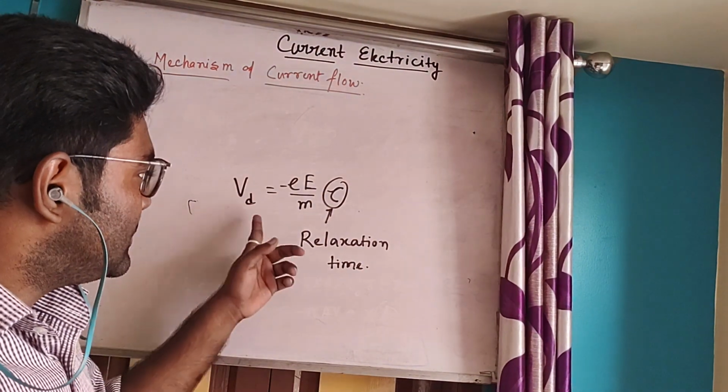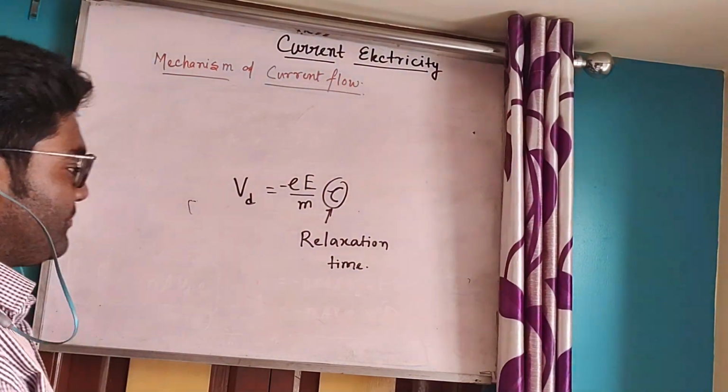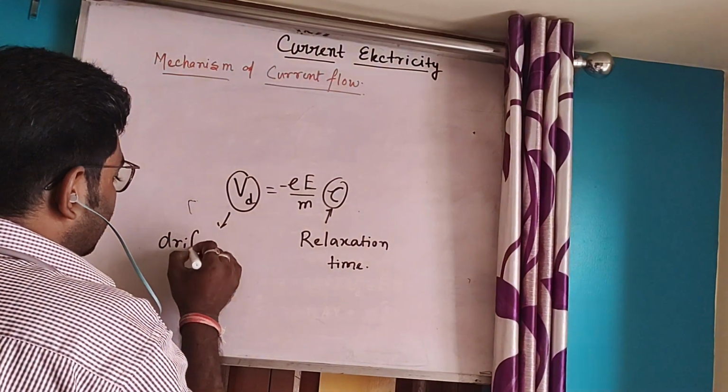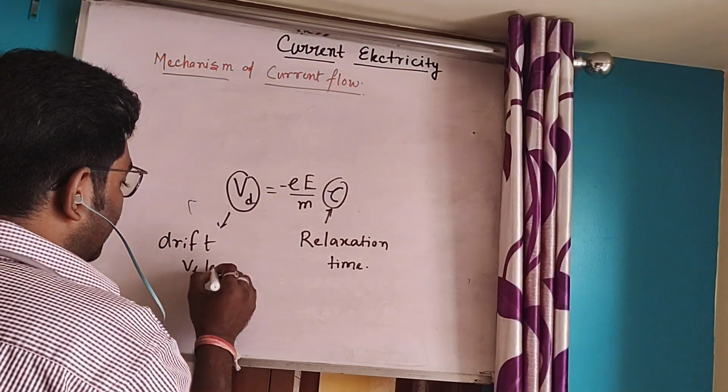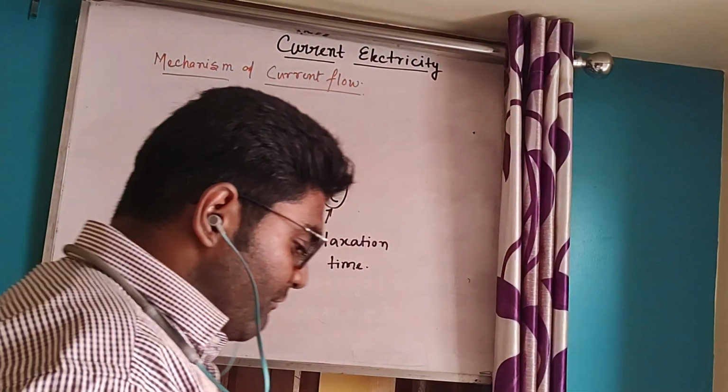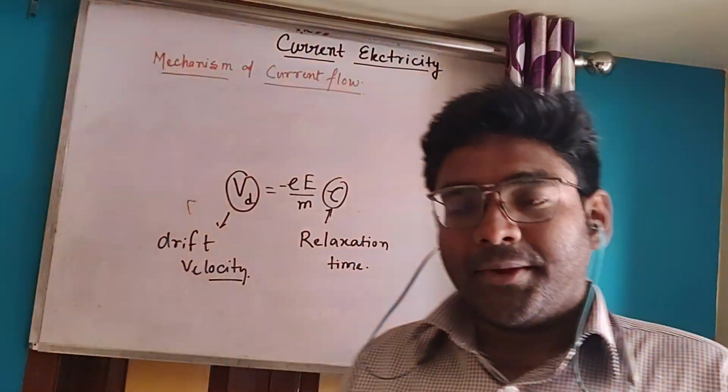So this drift velocity is a uniform velocity. Okay.